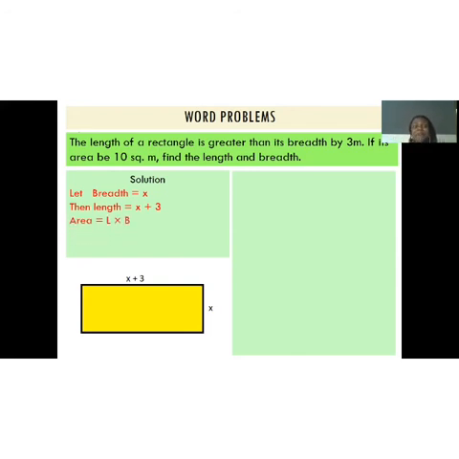So the area of the rectangle, as we know, is length times breadth. So we can now substitute and say 10, as our area, equals x into x plus 3. So that becomes 10 equals x squared plus 3x. That becomes x squared plus 3x minus 10 equals 0. Then, of course, use the easiest possible method. So we're going to use factorization.